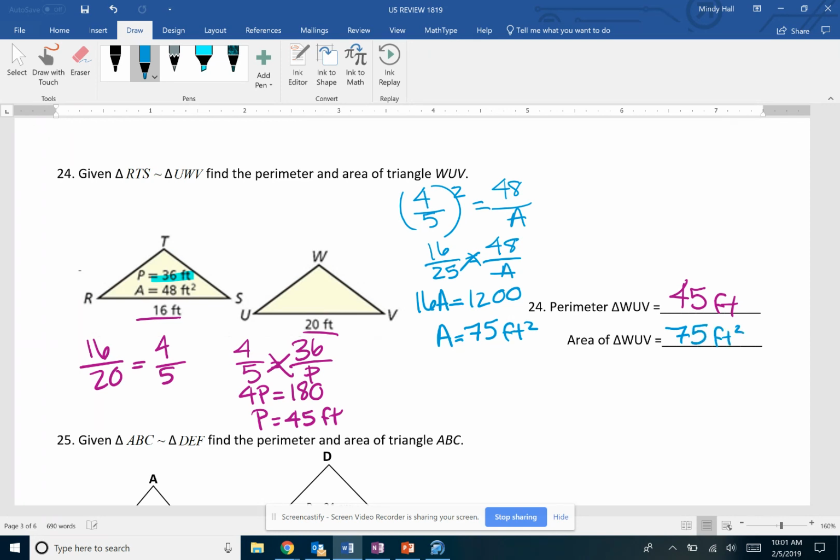So just remember, whenever you're setting these up, you can simplify the ratio of the sides if you want to. Your perimeter ratio is going to be the same as that ratio. Your area ratio is going to be squared. And then you're just setting a proportion like you've been doing.